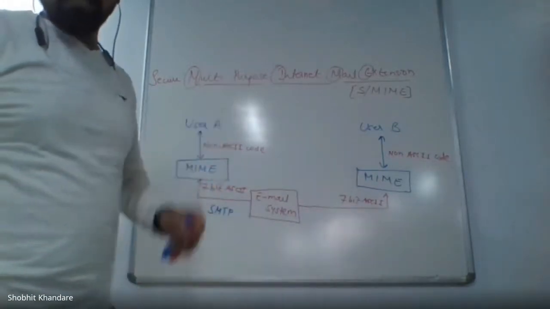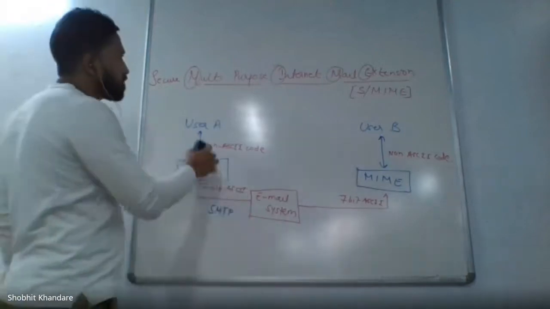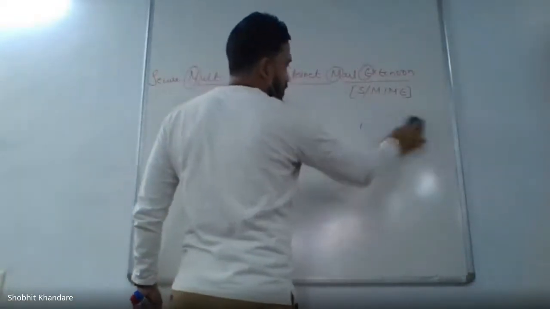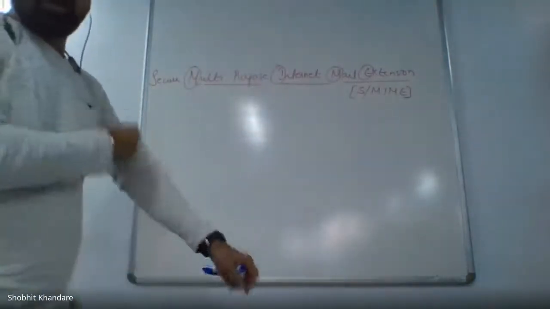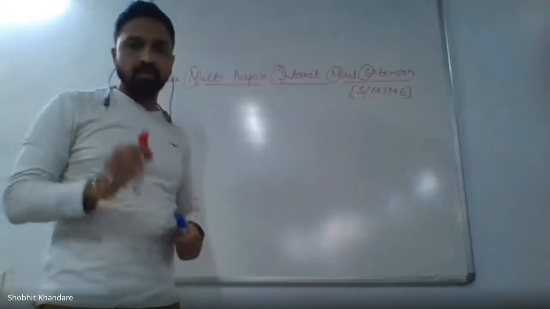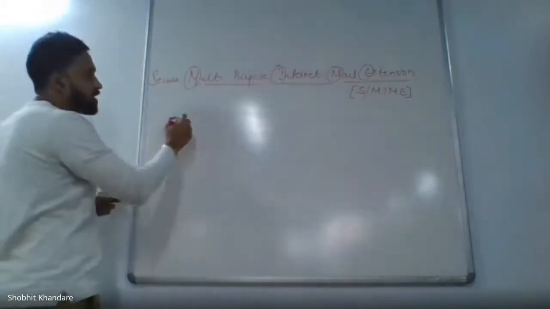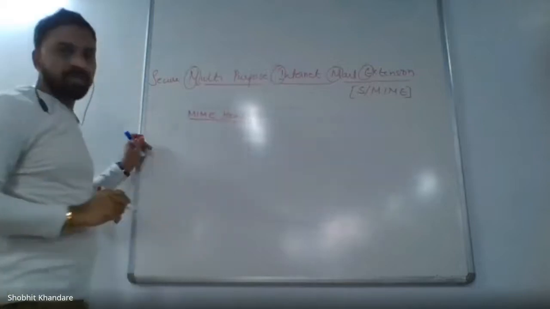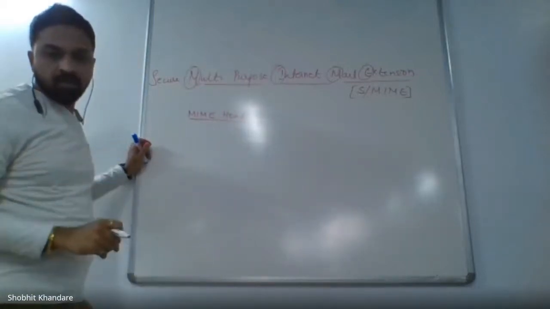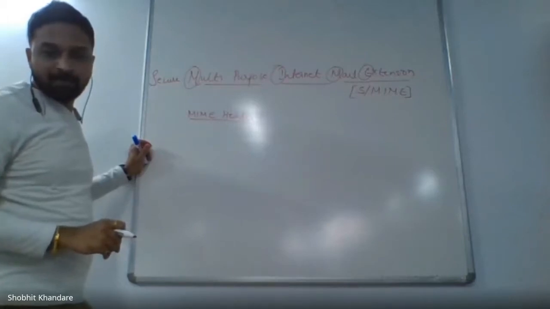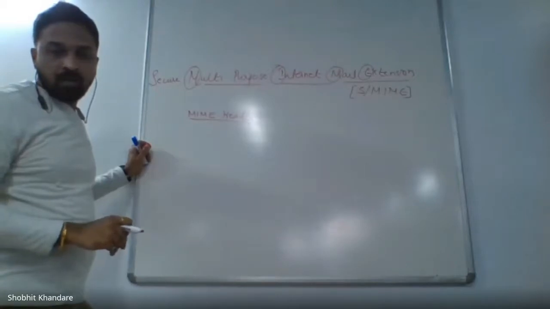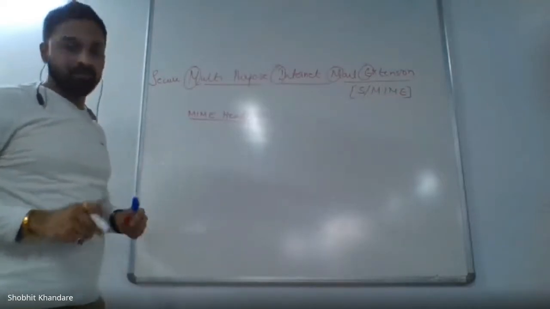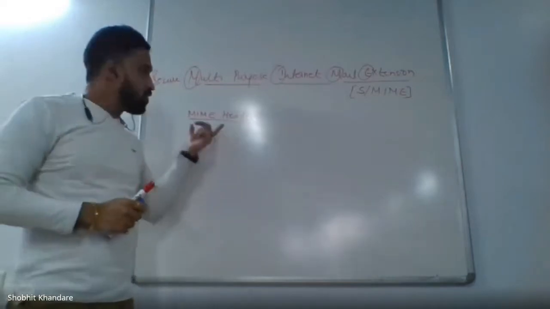Now write down MIME headers. What is the header format of the mail that we are sending? That is the meaning. So write down MIME header. Before writing down the first point, write down something about the MIME header. What is the MIME header?